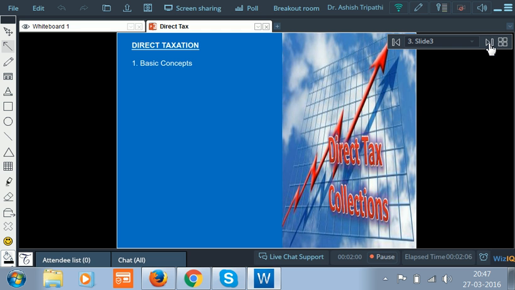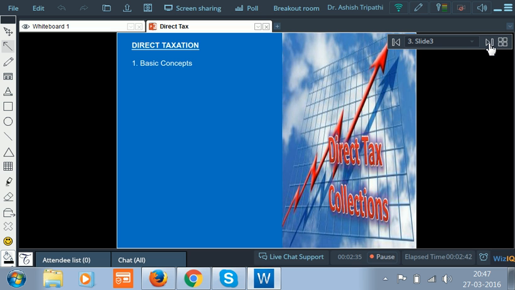So in the first chapter we are going to learn all the terms that we are going to use under direct taxation. For example, right now I am teaching you, so I have been defined as a teacher. So teacher is a term. You are learning from me, so you have been defined as a student. So student is a term. Like this, there are a lot of terms which we have under direct taxation. All those terms we are going to use.